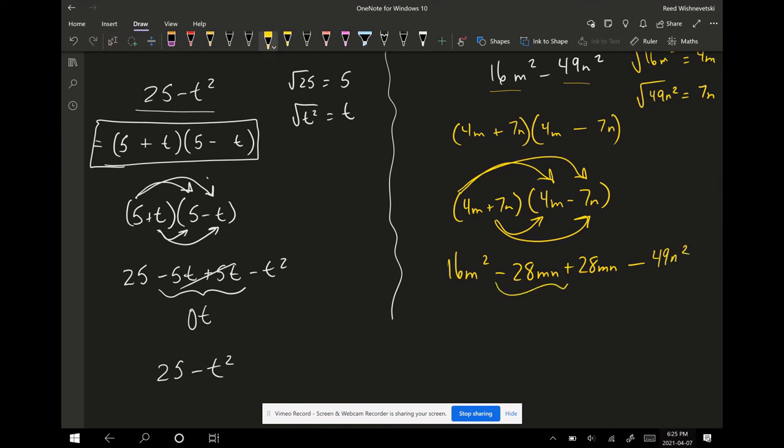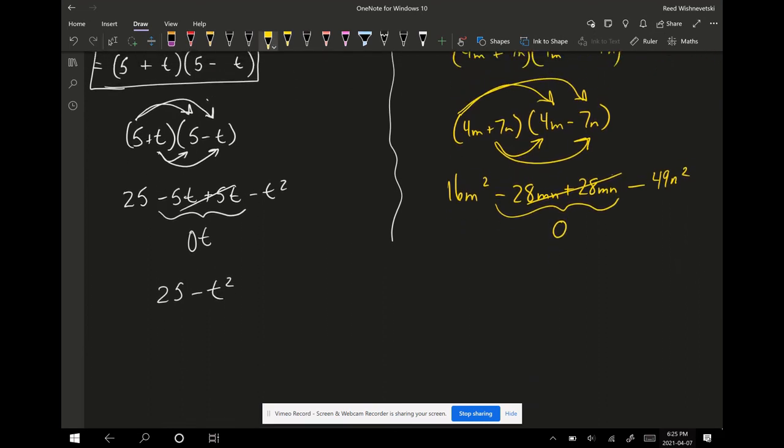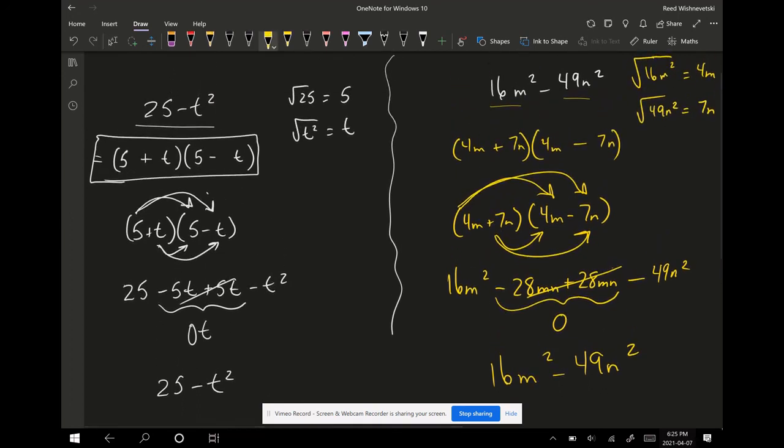So when we combine our like terms, again, it's obvious that these two will cancel out because they combine together to make 0. So all we're going to have left is 16m squared minus 49n squared. And that equals our starting equation. So we know this right here is our final answer.